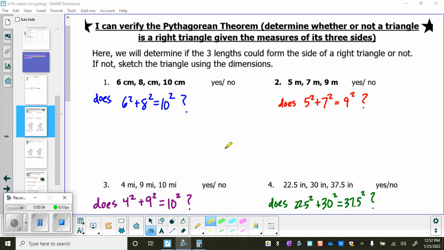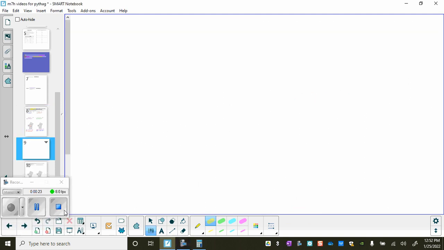All right, hey, in today's video, we're just going to be exploring the Pythagorean theorem a little bit more. And instead of actually having to find the missing side like we learned in the last video, we're going to be given all three sides, and we're going to figure out if it's a right triangle given the measure of the three sides.